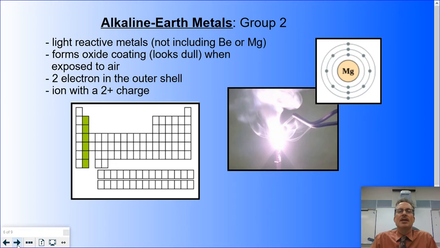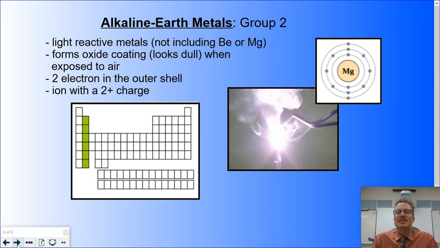Well, next to the alkali metals in group 2, we have something called the alkaline earth metals. These are light reactive metals, but that does not include beryllium and magnesium when we talk about the lightness. All of them form oxide coatings, or they look dull when they are exposed to oxygen.